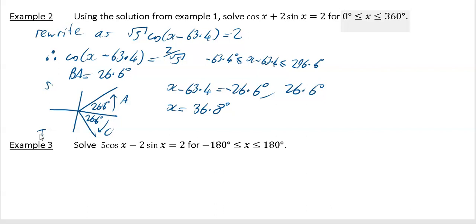36.8 degrees or 90 degrees. I will just check that. Yep, and they are both between our range, which was between 0 and 360. So we've got our two values, and they're both correct.